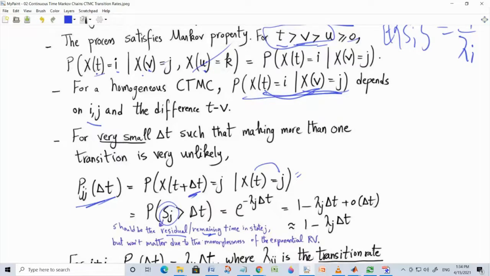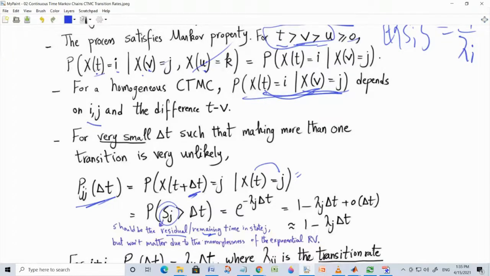Because if X of t is equal to j, perhaps we entered state j 5 seconds earlier or something like this. But here is the nice thing about the exponential distribution: we don't care. Suppose that you enter into a state and remain there for, let's say, 17 seconds, and then you ask yourself, what is the PDF of the remaining time in the state? Well, it is still exponential with parameter lambda j. Here we are talking about state j. It will be the exact same thing.